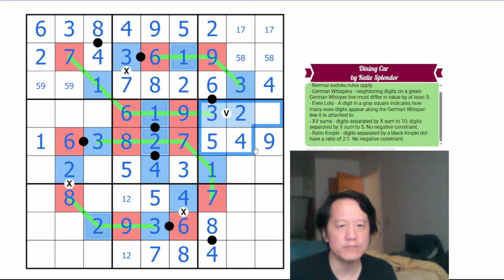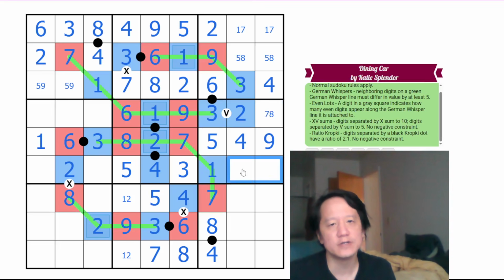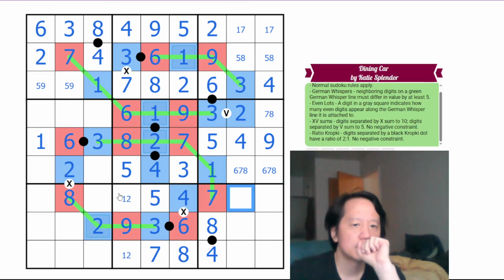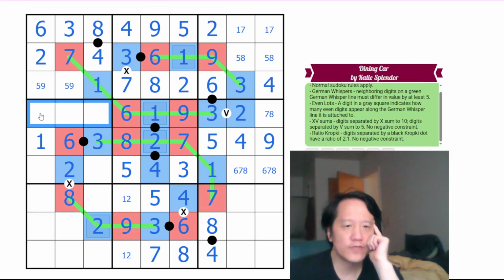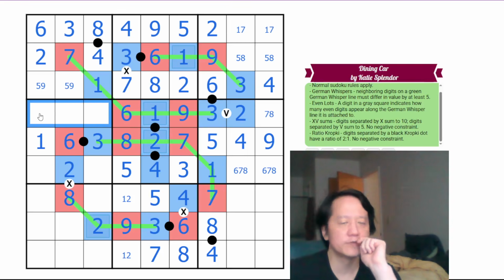Okay, so in this right central box, we have 6 digits remaining. So it's 6, 7, and 8. This can't be 6, so this is 7 or 8, and we have 6, 7, 8 here as possibilities. And we have 5 digits to find. So let's just start going through those.